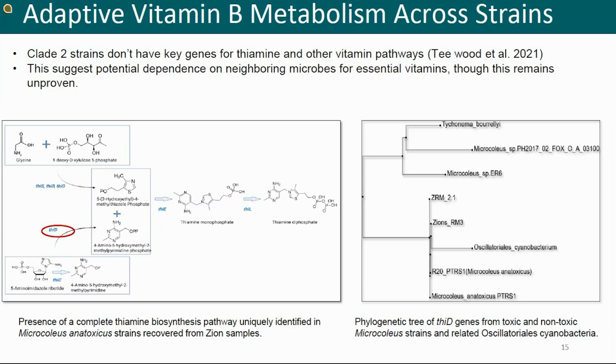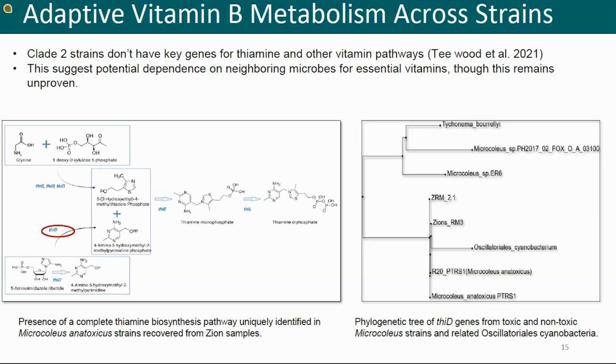But recent research says a set of genes is required to produce thiamine diphosphate, which is an active form of thiamine, or vitamin B1, inside the cell. So previous research said that toxic strains do not have THI-D and are not capable of producing vitamin B. Therefore, they rely on other heterotrophs or on other cyanobacteria, their non-toxic counterparts.